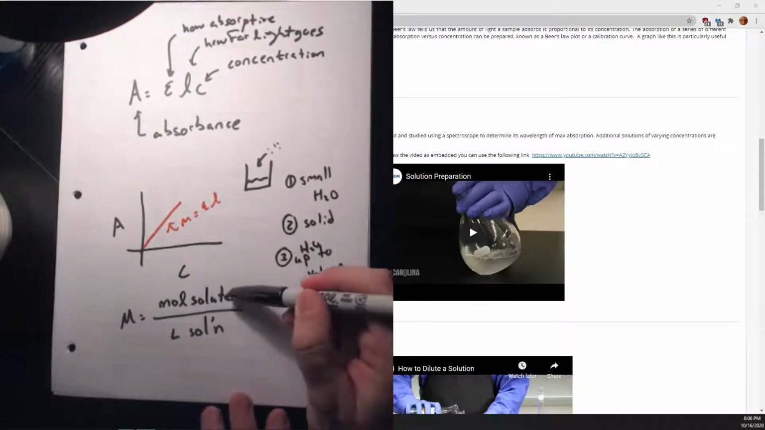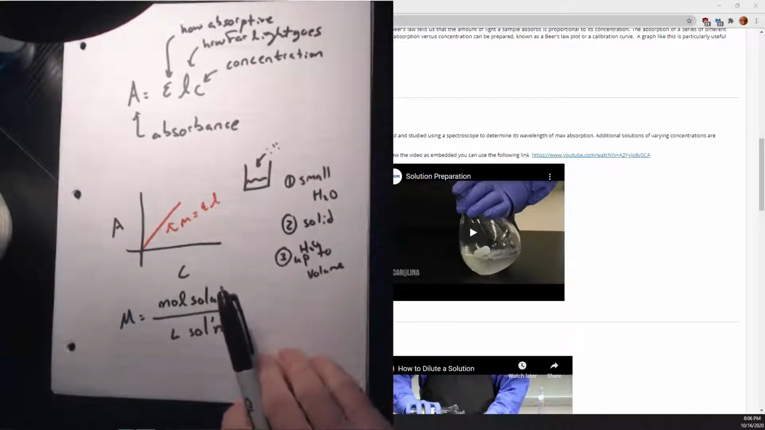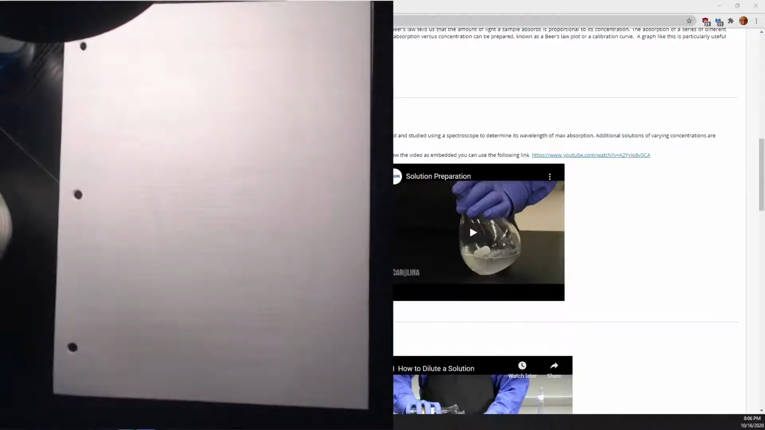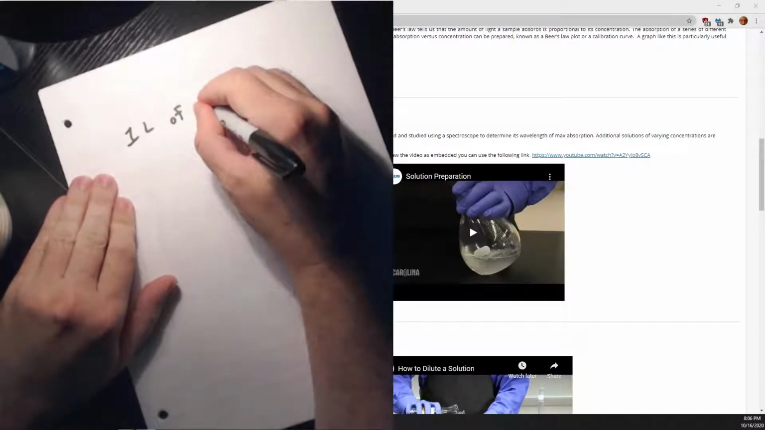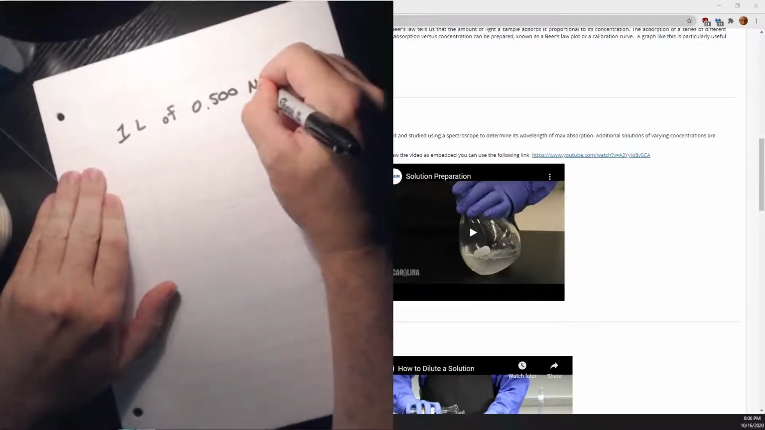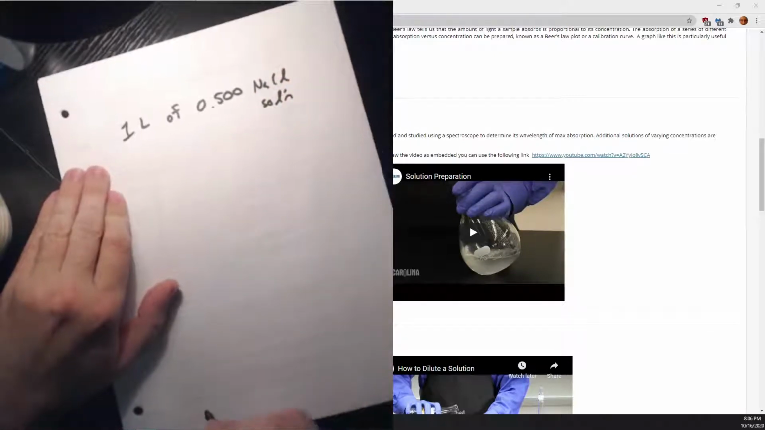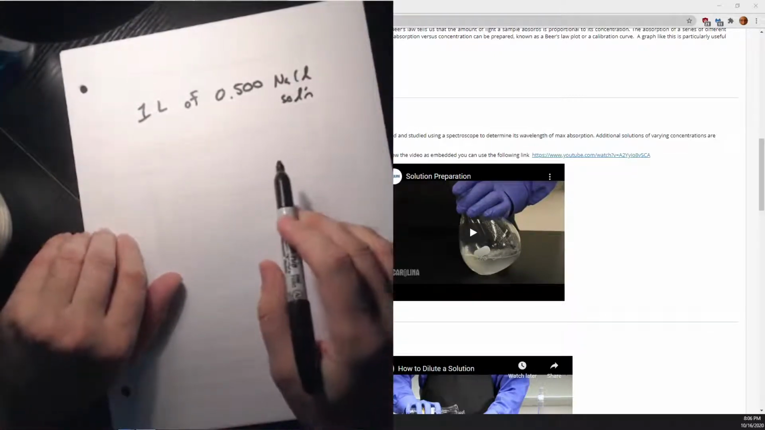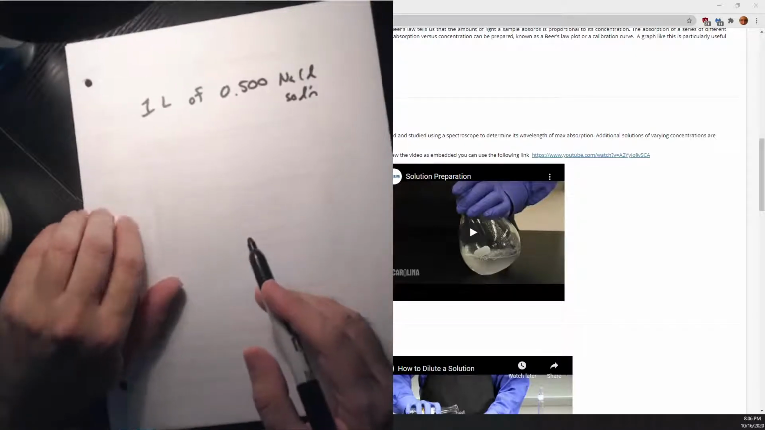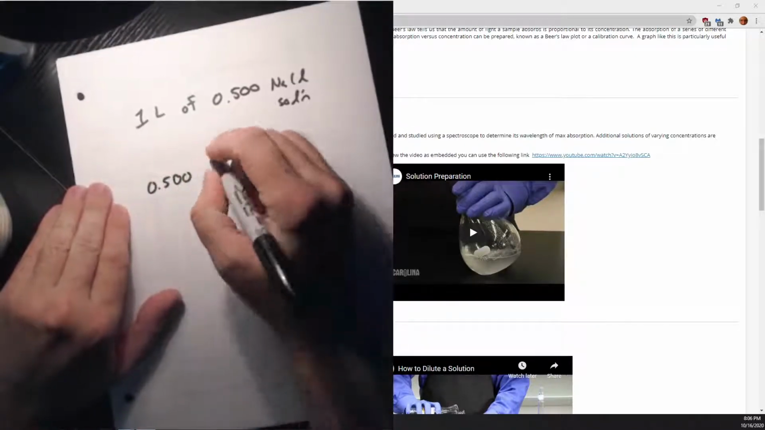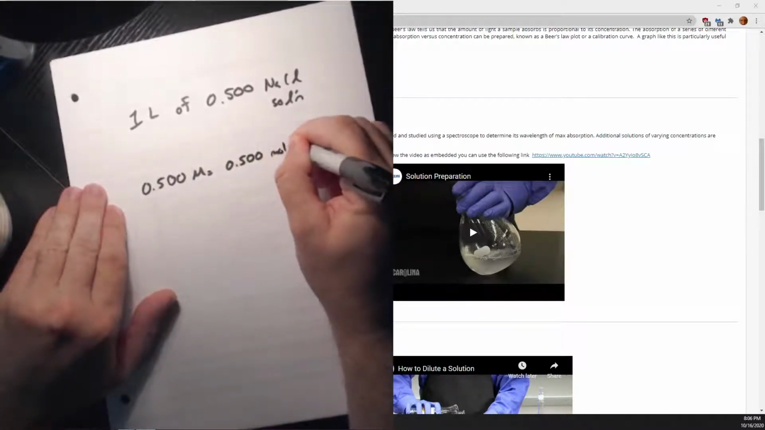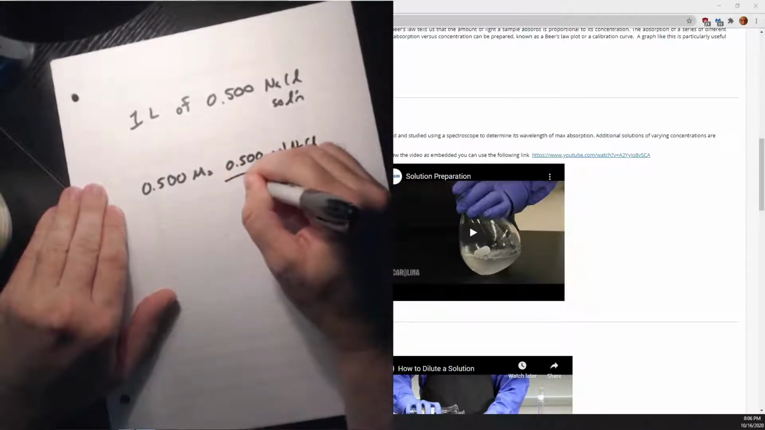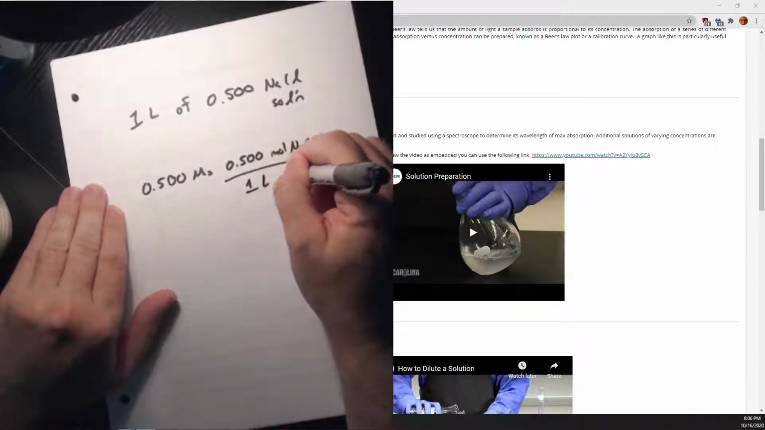Now, the other thing is that we're talking about moles of solute. Okay? So this is not a measurement that uses mass. It's a measurement that uses moles. So if you wanted to produce, say, 1 liter of 0.500 molar NaCl solution, how much salt would you need? What mass of salt? Well, 0.500 molar means 0.500 moles of NaCl per 1 liter of solution.